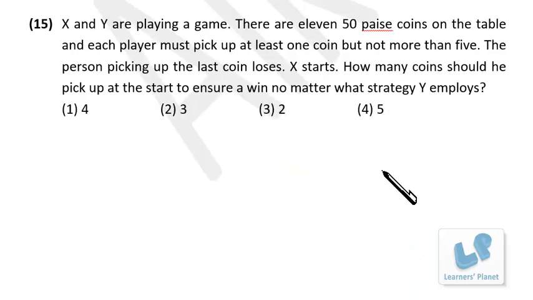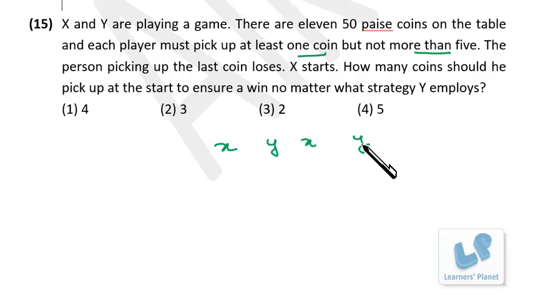X and Y are playing a game. There are 11 50-paisa coins on the table and each player must pick up at least one coin but not more than 5. The person picking up the last coin loses. X starts. How many coins should he pick up at the start to ensure a win no matter what strategy Y employs? Okay, so it's X's turn, then Y's turn, then X's turn, and then Y's turn.